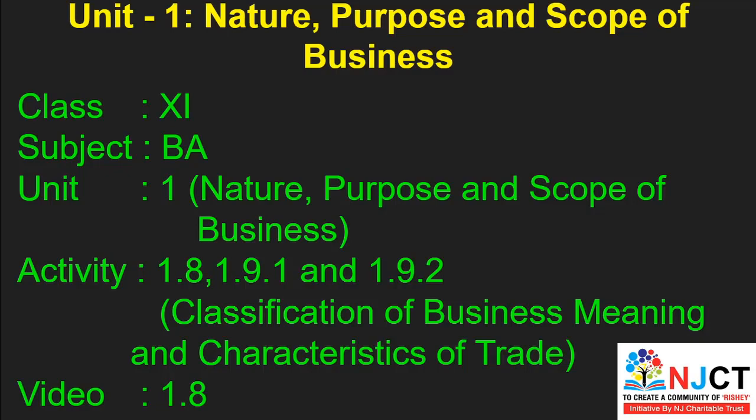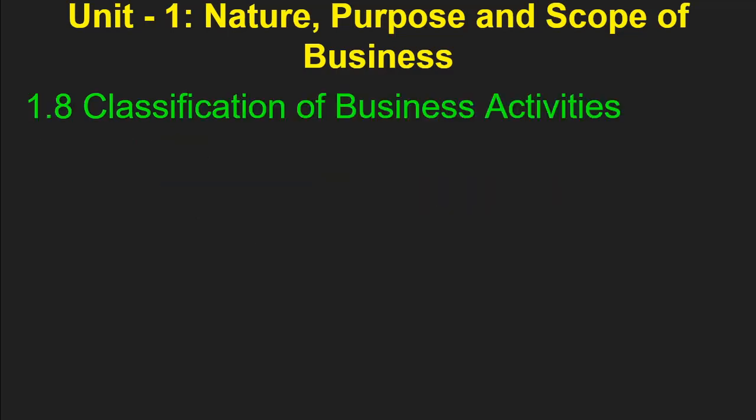Here in this video, we are going to see the classification involved in the business and also the meaning and characteristics of trade. So moving to the classification of business activities, let us see how many classifications are there. Basically, there are three classifications of business activity. First is trade, then second one is commerce and third one is industry. We shall see each one of them in detail in terms of their meaning and their functions and characteristics.